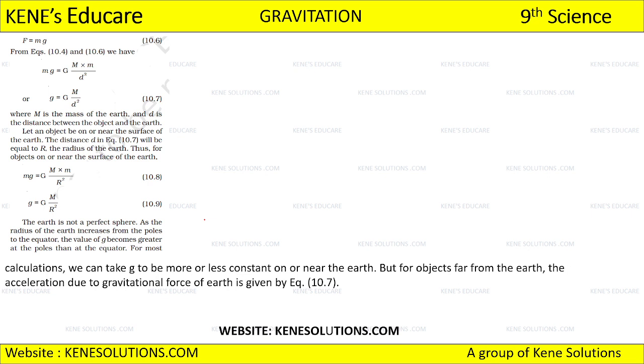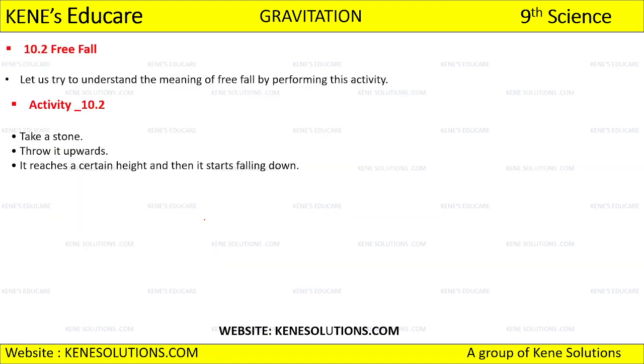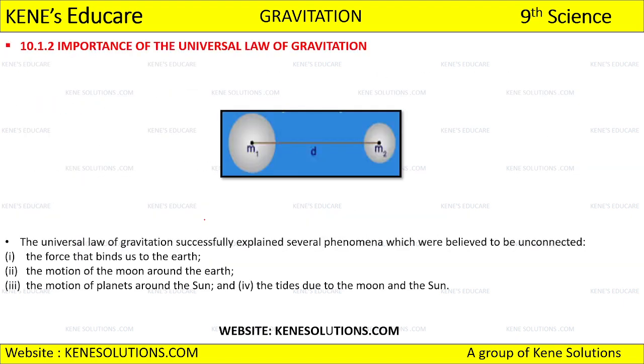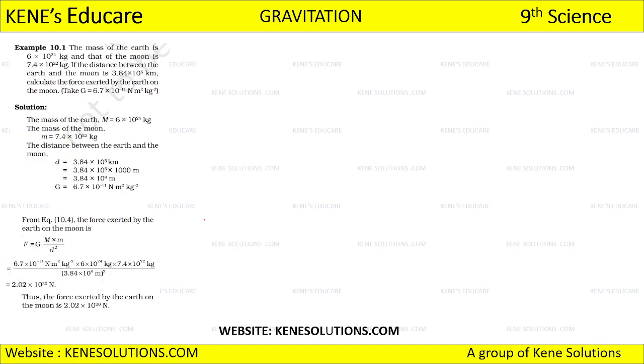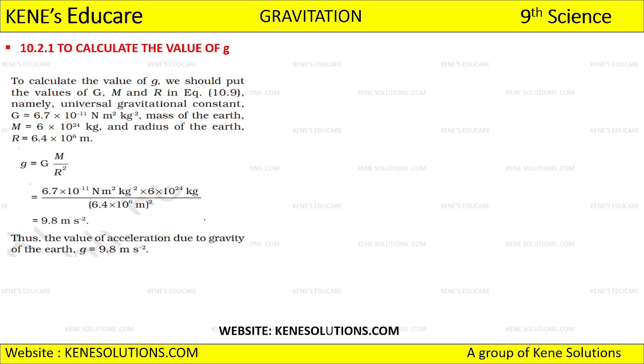Now after this, the next thing we have is how to calculate the value of G, which I'm not going to start with today. We'll be discussing how to calculate the value of G in the next class. I hope you're clear with the free fall concept and the importance of the universal law of gravitation. Along with that, if you get any numerical to solve, you know how to apply the formula and solve it. So we'll start with how to calculate the value of G in the next class.